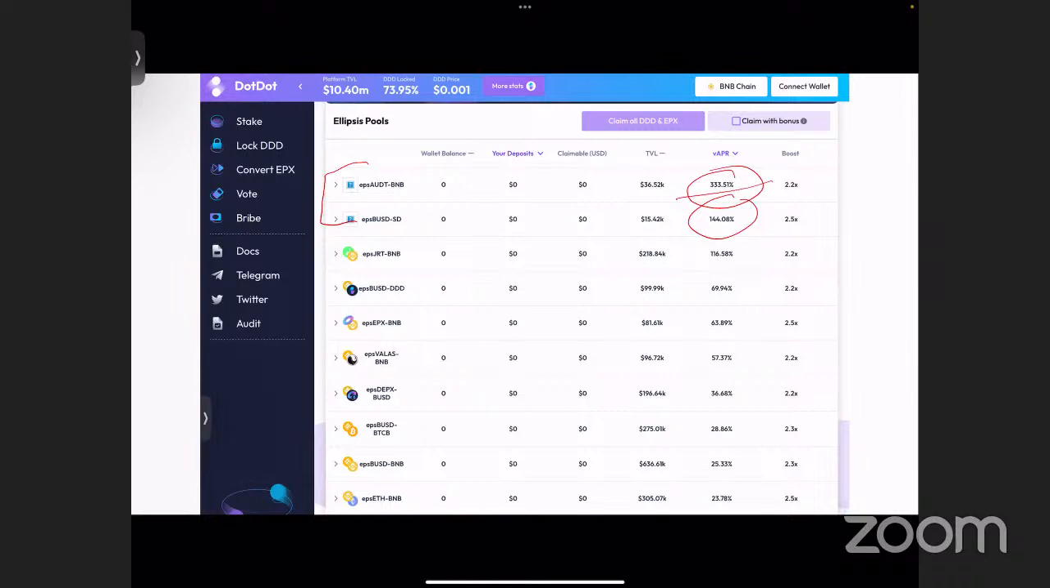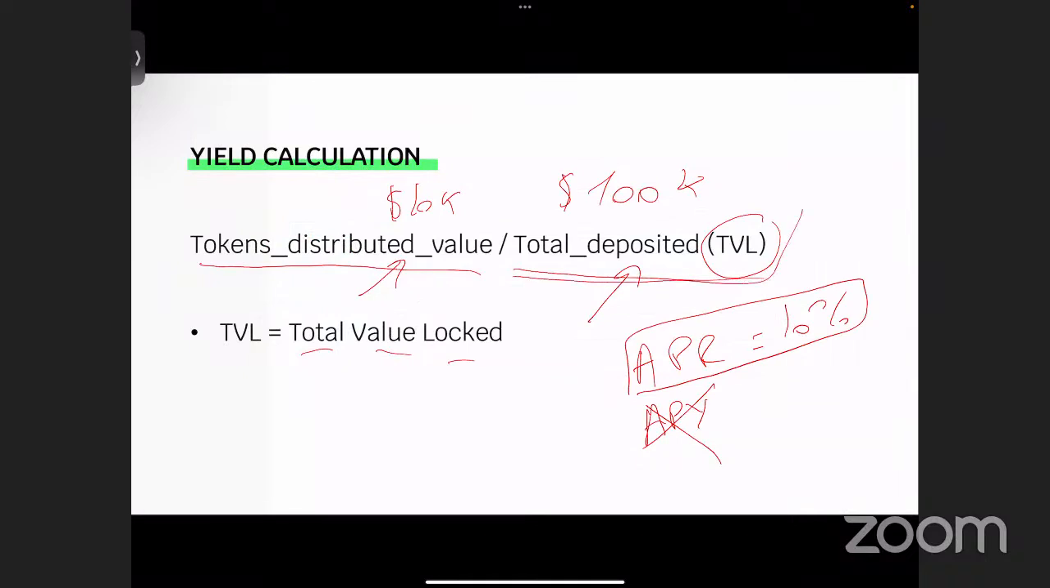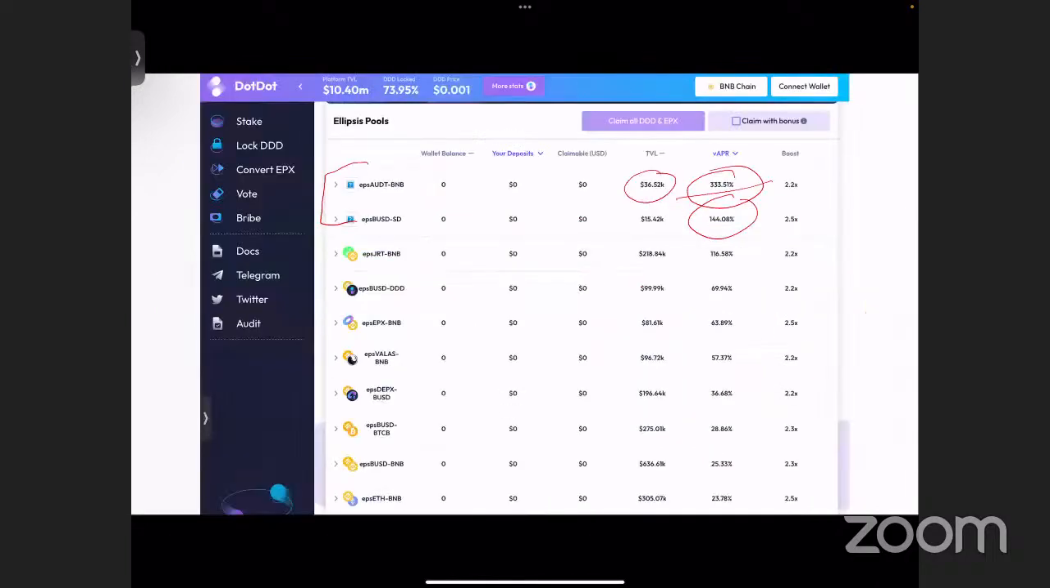But there are two problems. So the first one is the TVL is quite low, $36,000. What does it mean? It means that if you deposit $36,000, the APR will be divided by 2, because remember, you divide by the total value deposited. So if the total value deposited doubles, then the yield is divided by 2. And the same thing for the price of the token. If the price of the token is divided by 2, obviously the yield is also divided by 2.